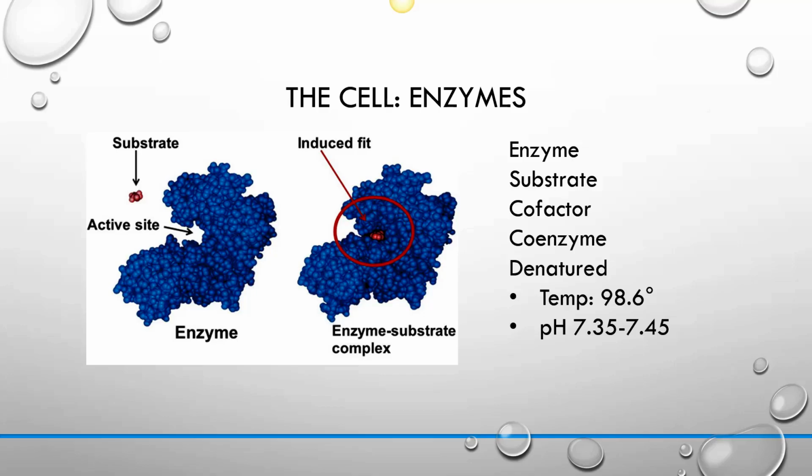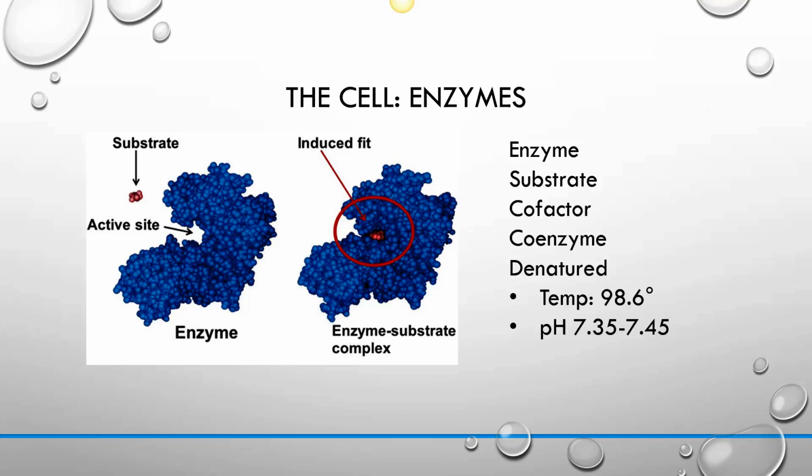The substrate is the substance that is affected by the enzyme. So if we have something like lipids, so lipids are fats, if we want to break down those lipids, we have an enzyme called lipase. Lipase is going to insert water to break the bonds of the lipids to break them down into smaller pieces. So the substrate would be the lipid, the enzyme would be lipase.